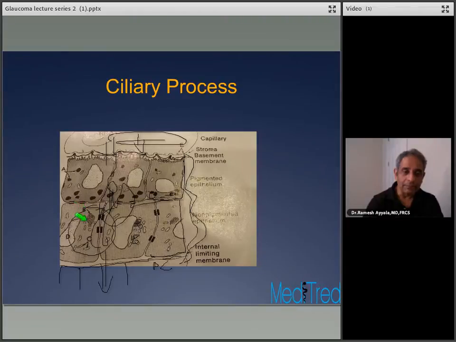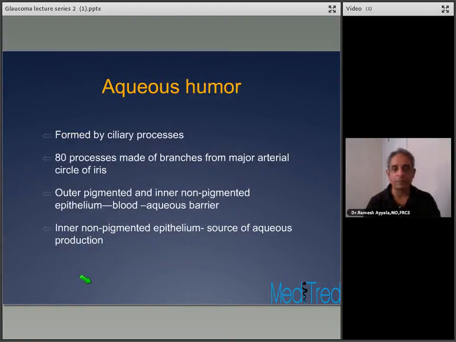And from there, the aqueous is either actively secreted across by the use of the sodium potassium pump and the bicarbonate pump, or some of it is by passive diffusion into the posterior chamber. And we'll talk a little bit more about what these different mechanisms of aqueous production mean.